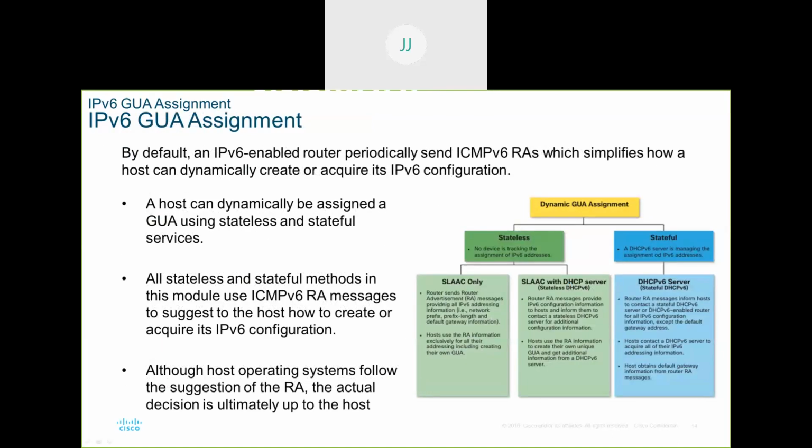There are three methods used for hosts to be assigned an IPv6 GUA. They are SLAAC only, SLAAC with stateless DHCPv6, which is really the same thing, only it adds the ability to set some additional information on the host dynamically from the DHCPv6 server. And then there's stateful DHCPv6, which works a lot like DHCP version 4.